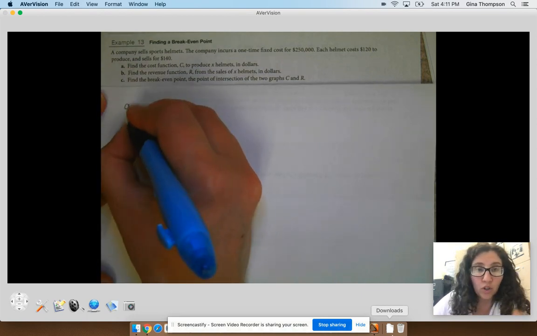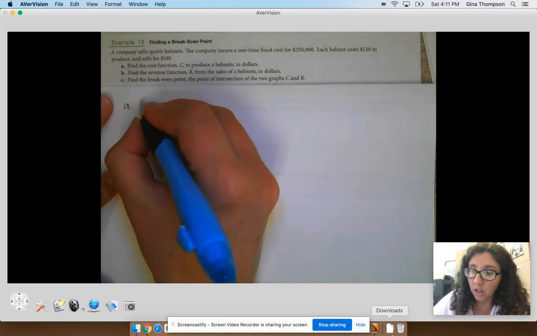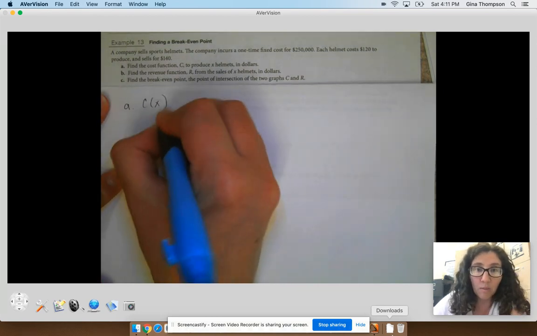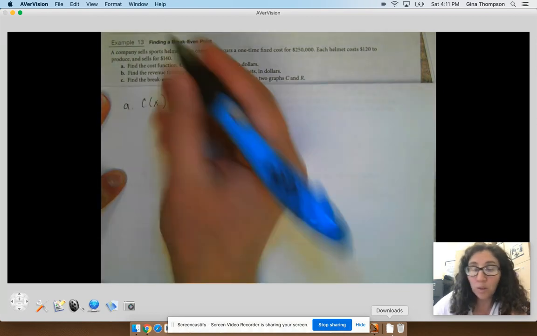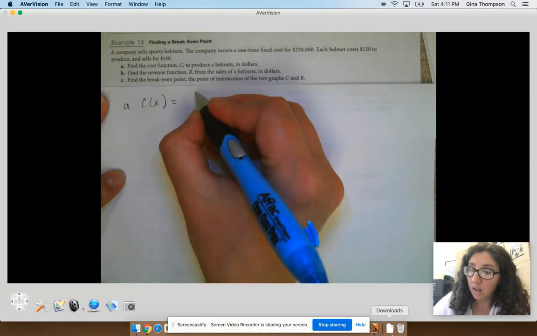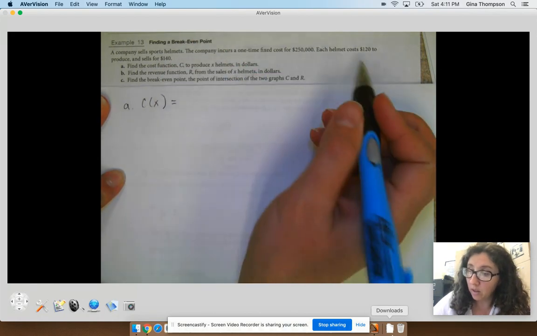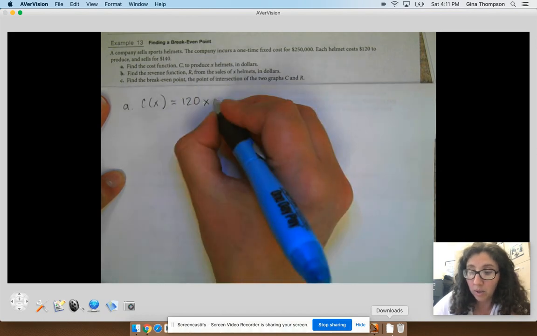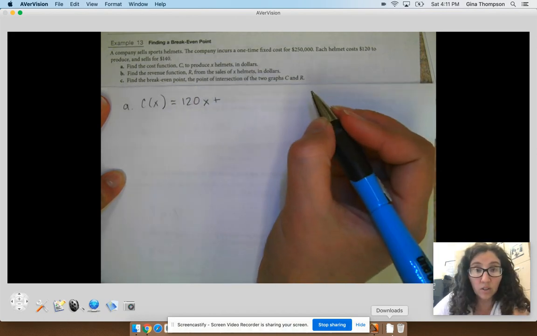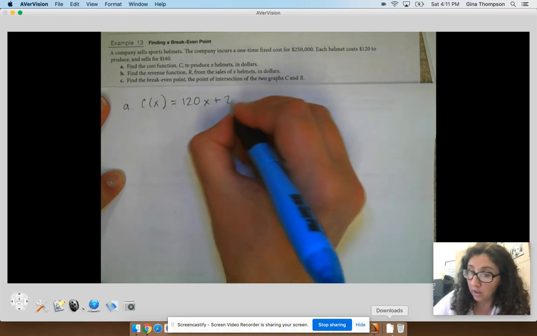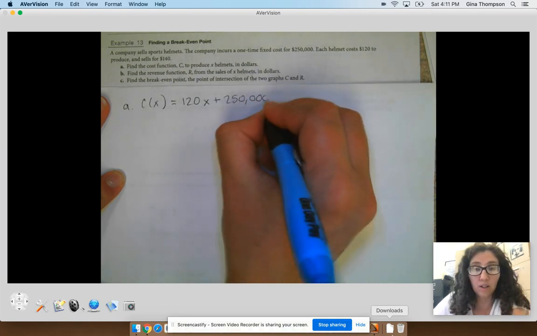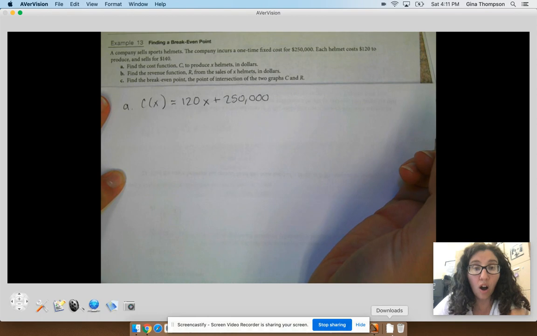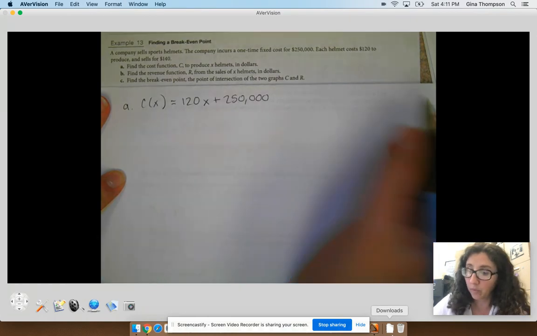The first thing they want us to do is find the cost function to produce X helmets in dollars. Well, we did one of these already, right? It's going to be the cost per helmet, which is $120 times X, plus their fixed cost of $250,000. They already spent it. So that's their cost to produce X helmets.